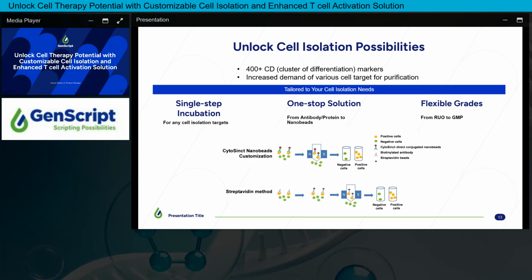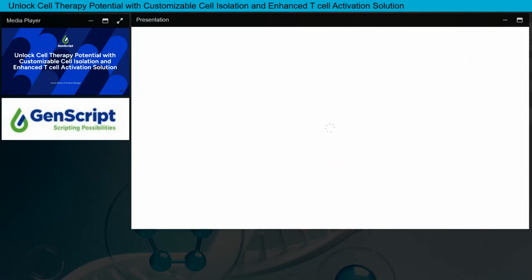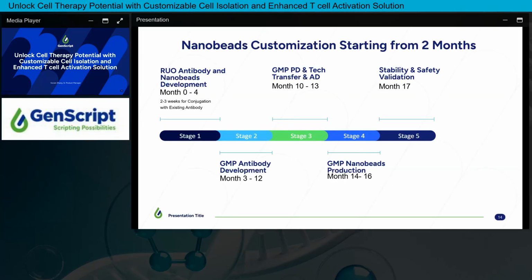And in addition to that, we are also able to provide this for either RUO grade or GMP grade. So this will enable you to further move your project from the research grade to the next step, manufacturing, as well. That's something in the plan.